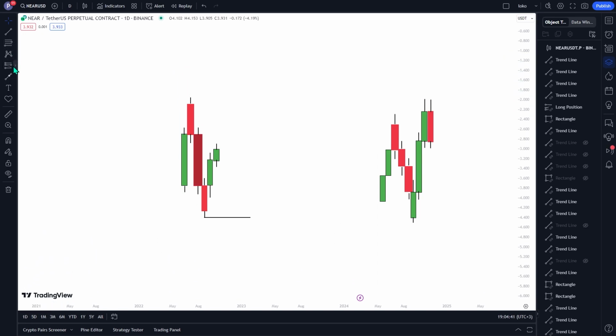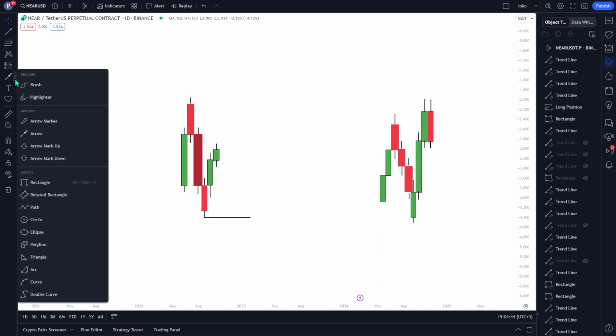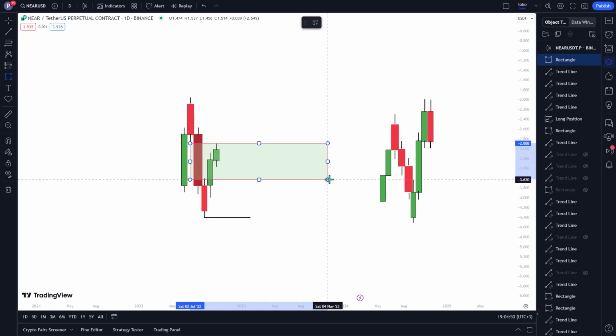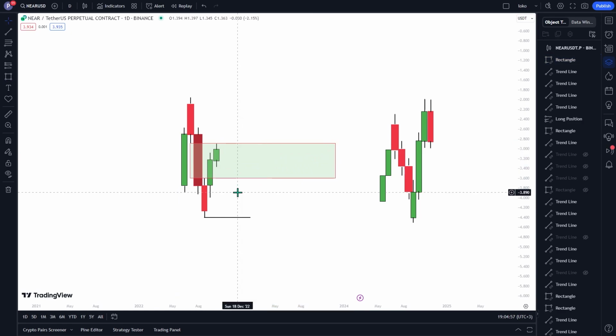So let's summarize all of the above. What is imbalance? Imbalance is inefficient pricing. So how is it defined on the chart? The chart shows the low of the first candle and the high of the third candle. Our FVG zone ceases to be valid once it's completely filled.